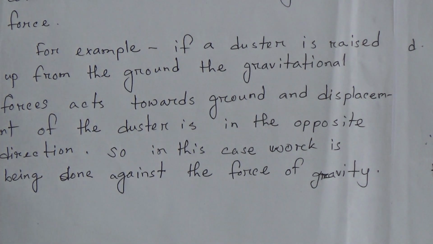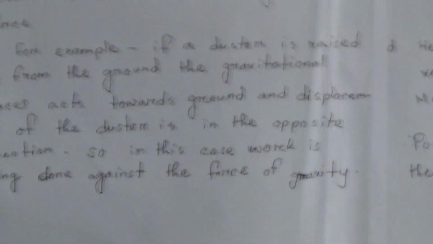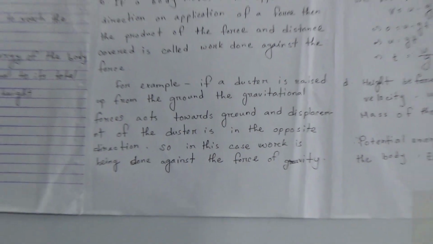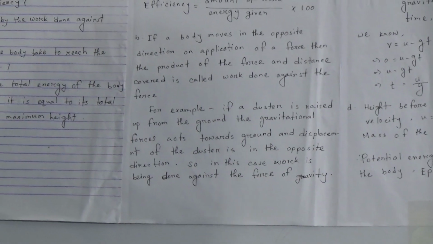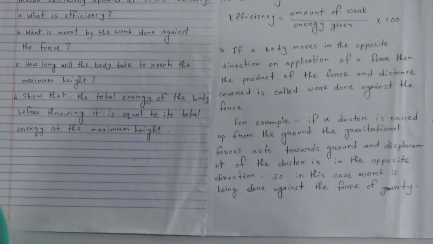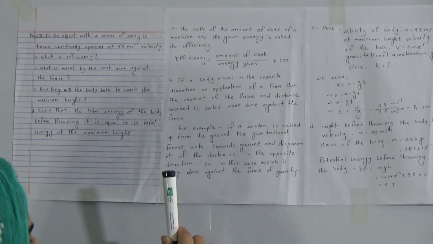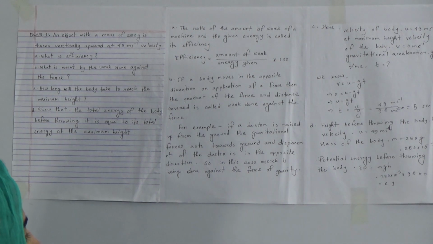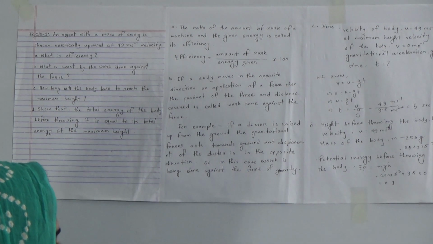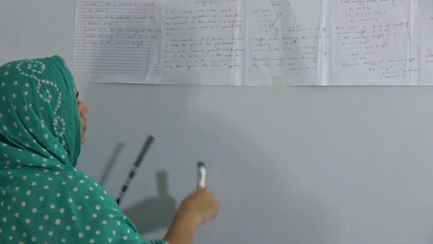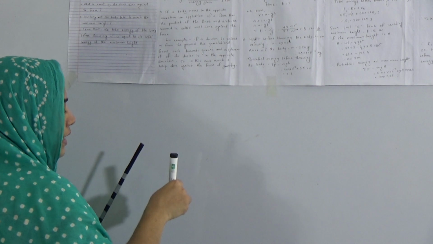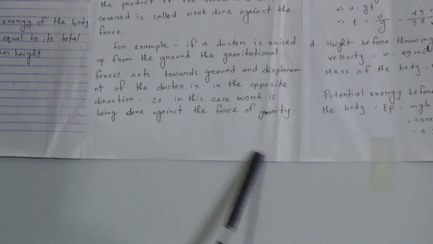Suppose this marker, if we raise this marker from the ground, the gravitational force acts downward, okay, and the displacement of the marker is in the opposite direction, that means upward. So this work is being done against the force of gravity. This is called the work done against the force.